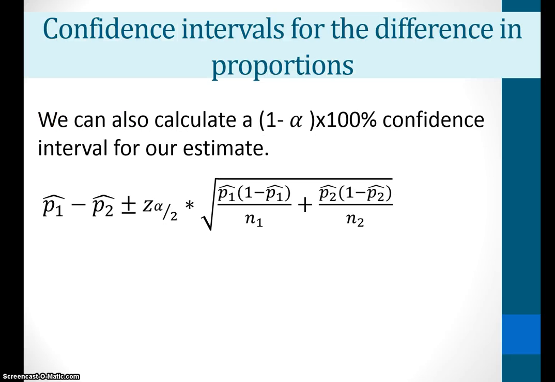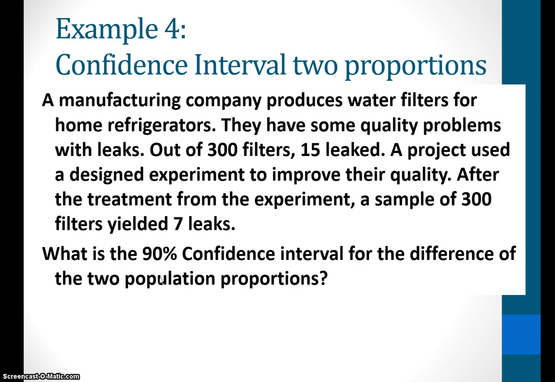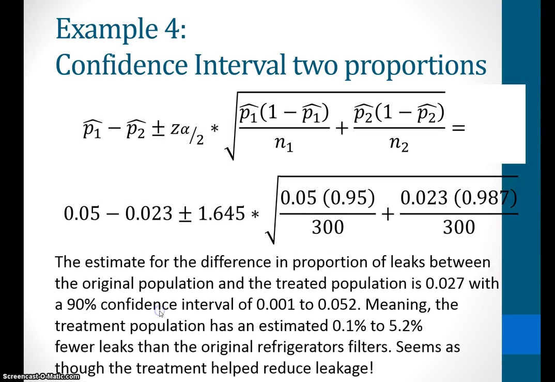Again, we can do a confidence interval for the difference in proportions. Here's the general formula for the confidence interval of the estimate, and here's an example. So we go back to the same manufacturing example. Here we want to do a confidence interval of the difference between these two refrigerator filters. What is the 90% confidence interval for the difference of the two population proportions? We can input the values into the formula and we get this estimate.